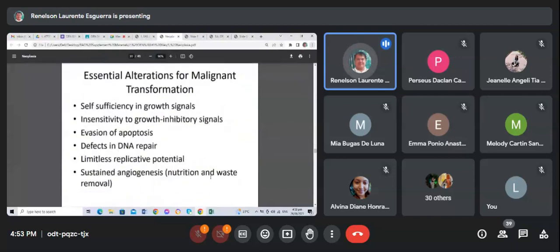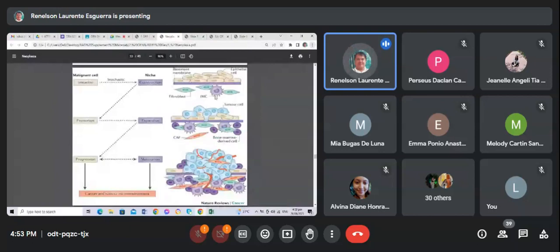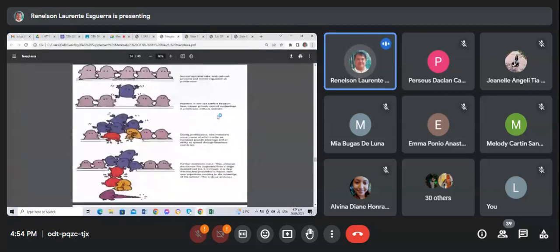And there are essential alterations of malignant transformation. So here it does not develop overnight, because there would be mutations that would go on and on until it reaches this big. It's not going to be overnight. It takes years to develop. So I hope that is very clear with you. Here is another one that would tell you that it develops not overnight or over the weekend or over a week or a month, but it takes years for it to develop.